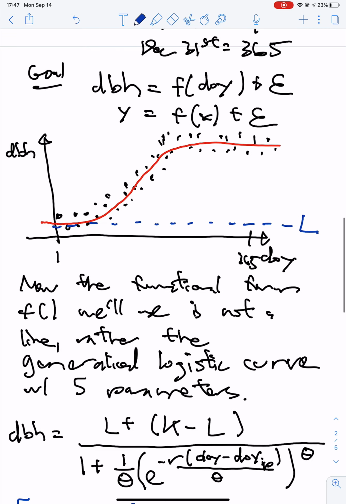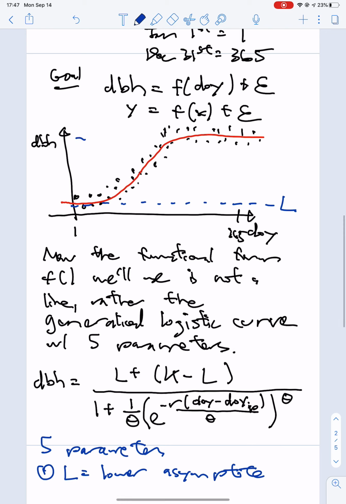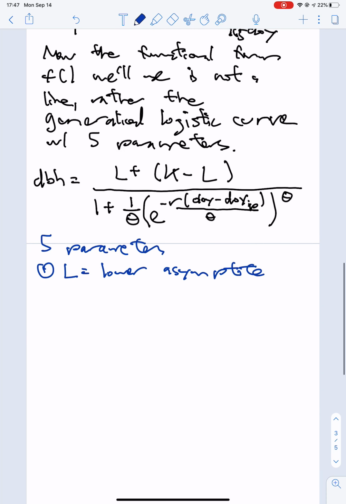If we have that, we also have K. Number 2, K equals the upper asymptote. So that defines the peak that it hits within a year. The next one, DOYIP.